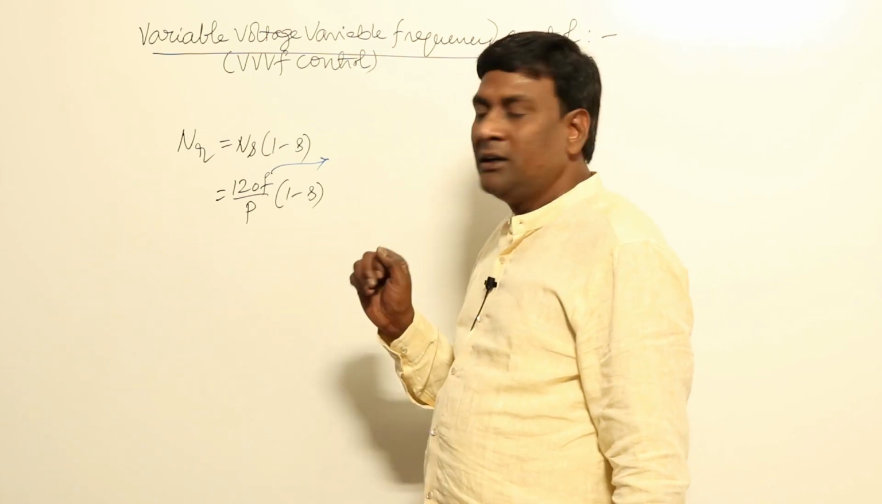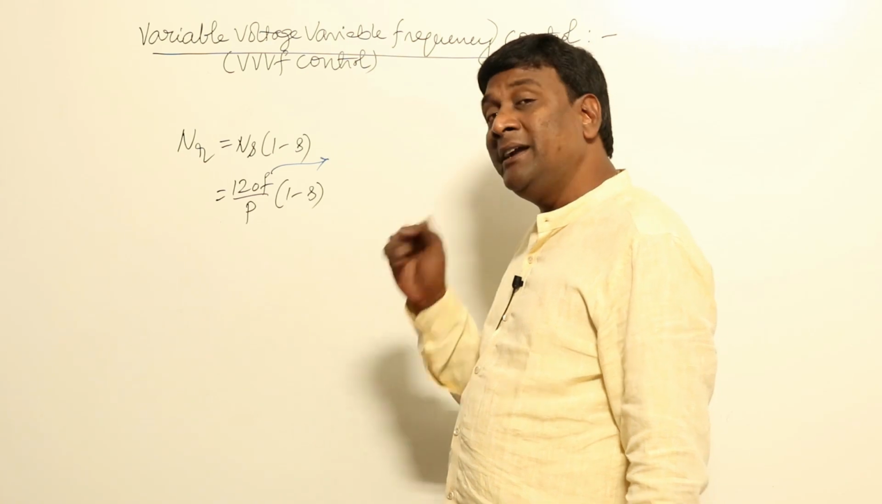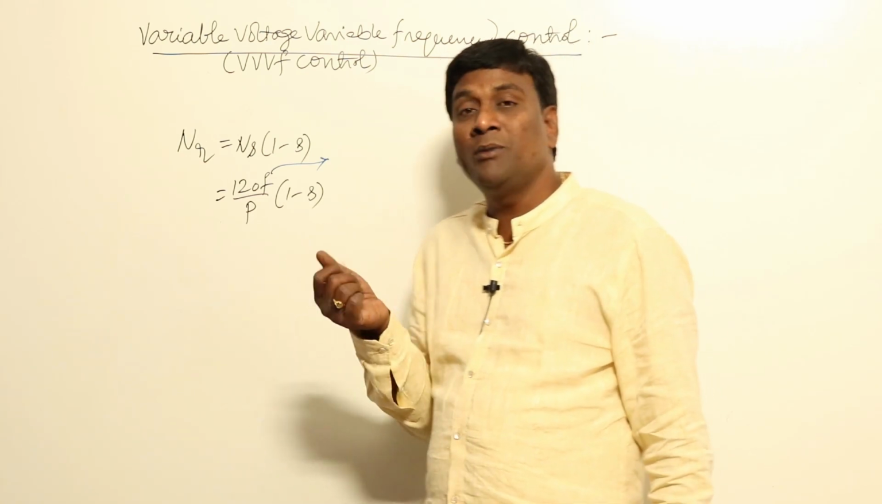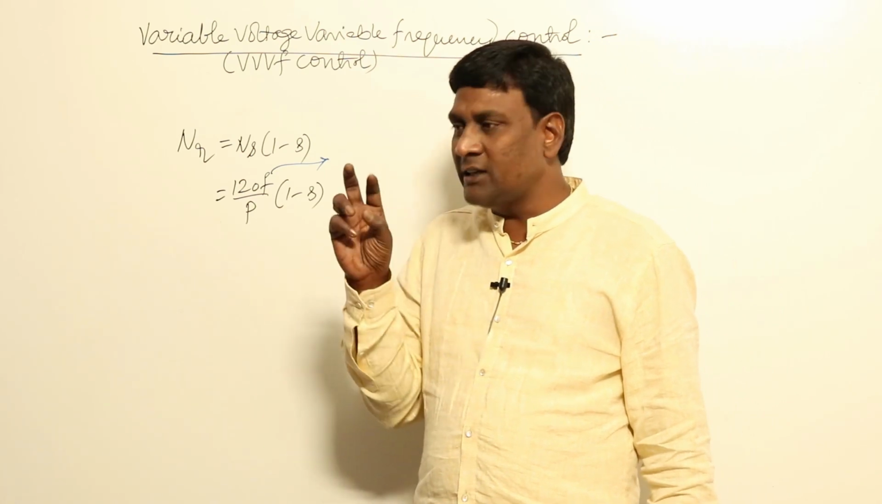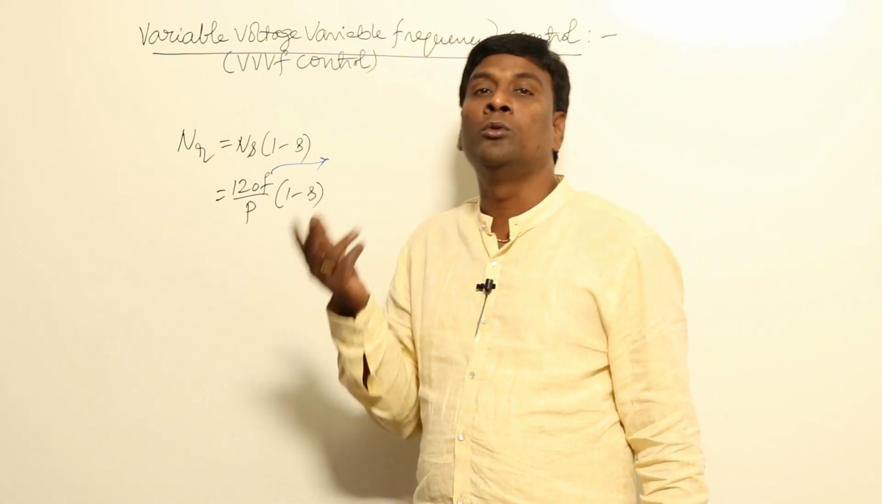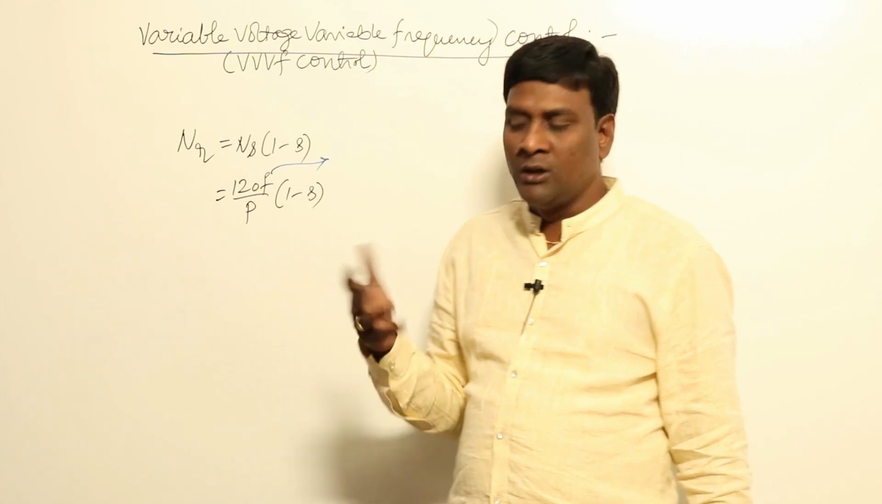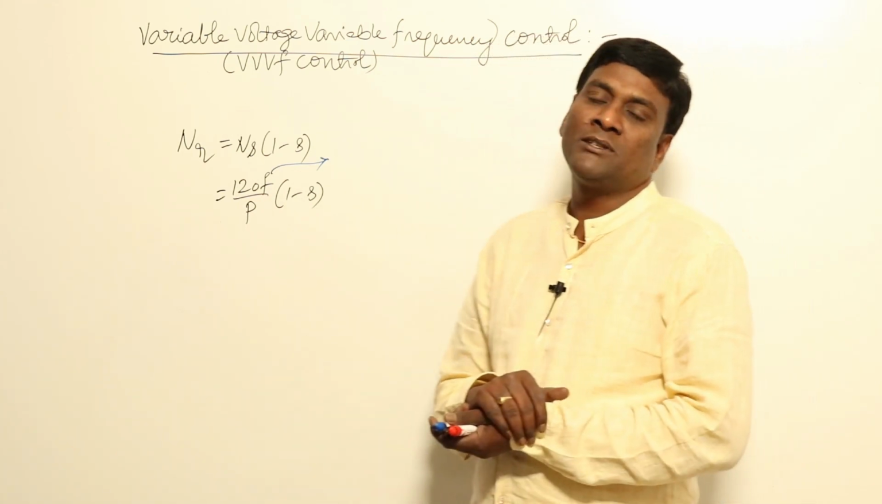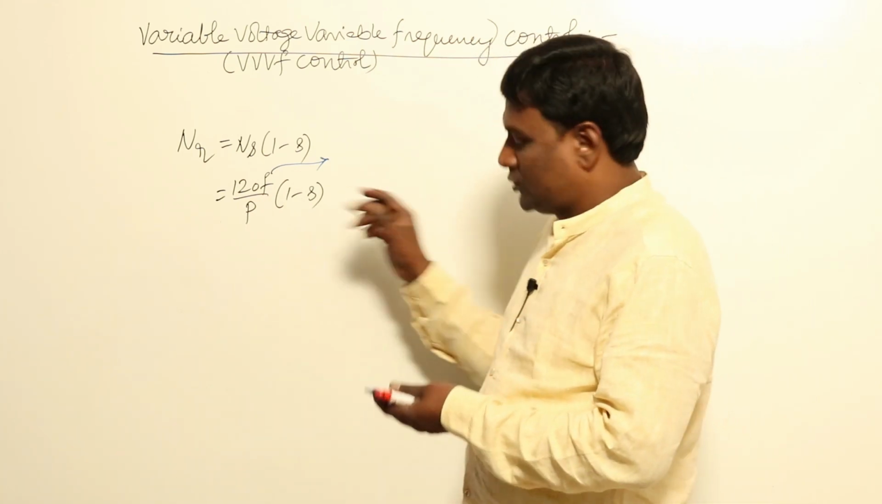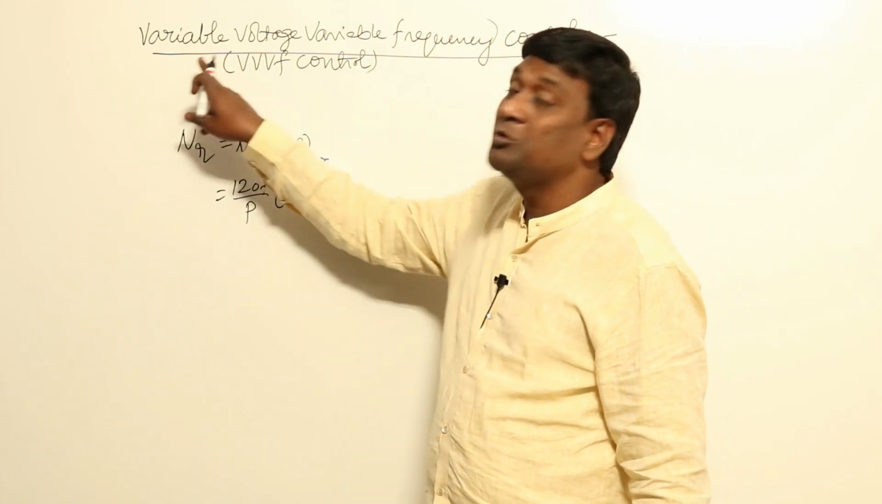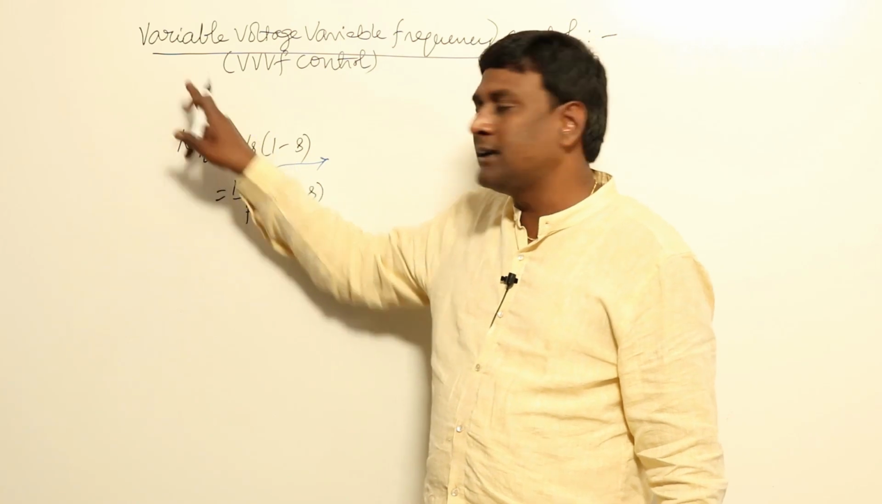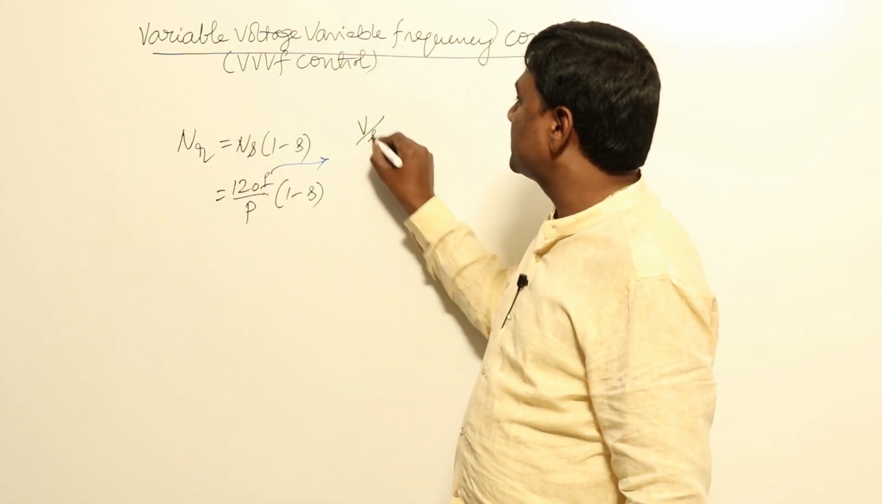But for example, if I reduce frequency while maintaining rated voltage, then what will happen? V by F is going to be more, so the operating flux is going to be more. My machine will go into the deeper side of saturation. So whenever we change frequency, we will try to change voltage also, such that the V by F ratio is maintained constant.